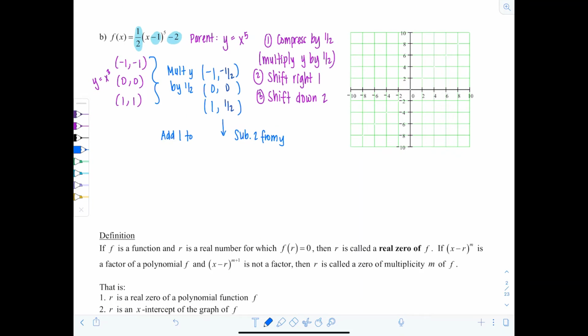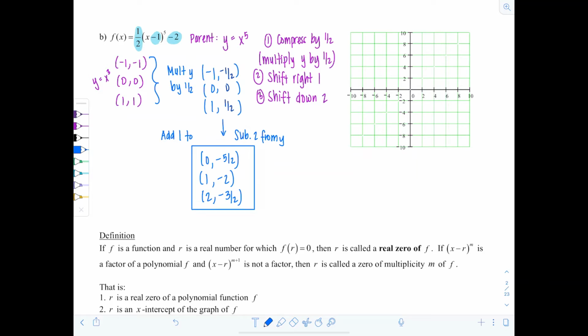And my final key points are going to be, let's see, I'll do the x's first. So I'm adding 1: 0, 1, 2. And then if I subtract 2 from y, -1/2 minus 2, that's -5/2. Then I have -2 and -3/2.